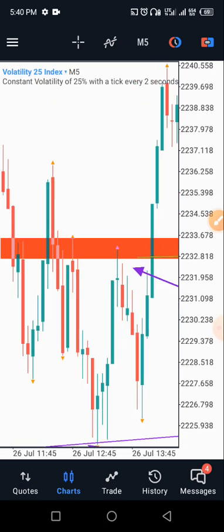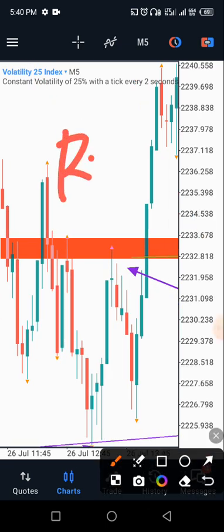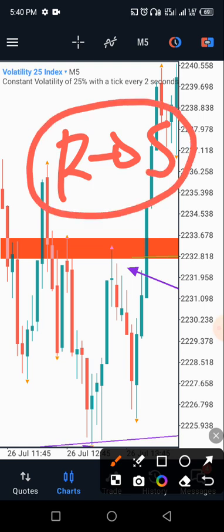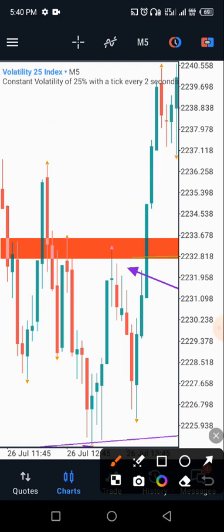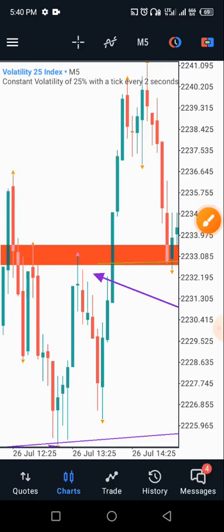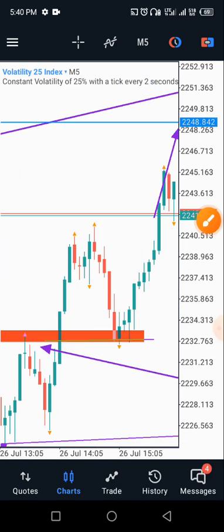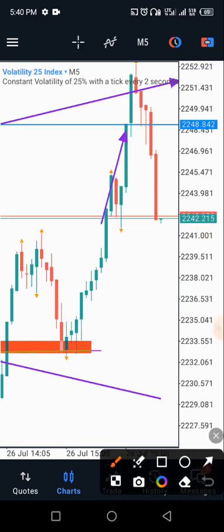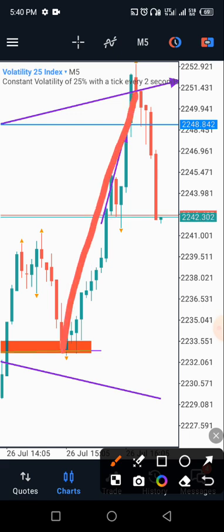Now our resistance has now become support. Okay, our resistance has now become support. So immediately price came back to that flip zone, you can see that the market started shooting upward.